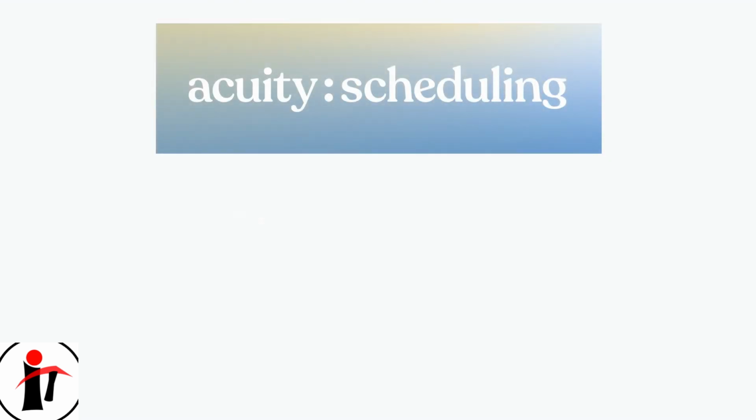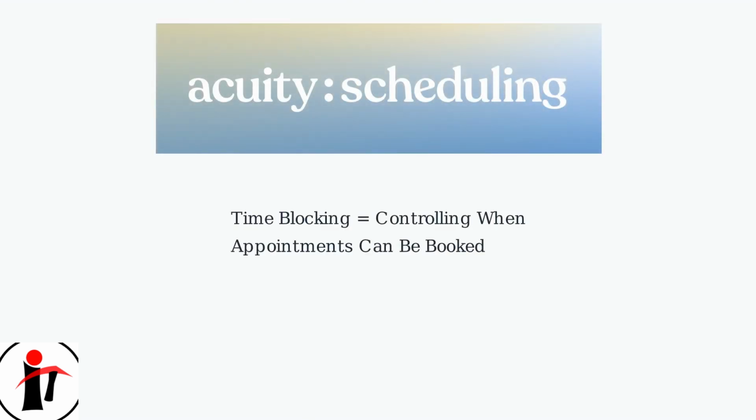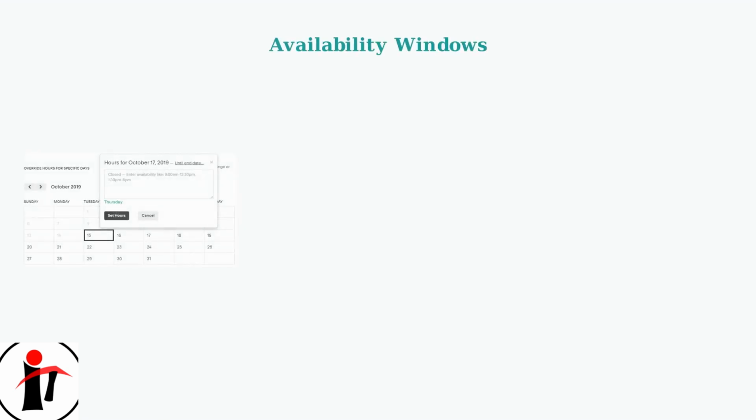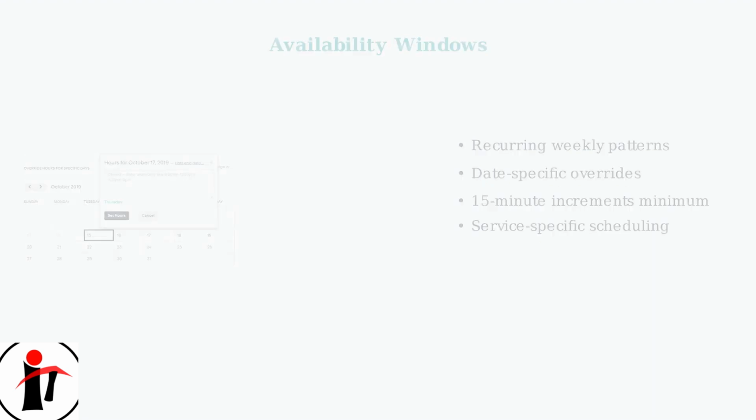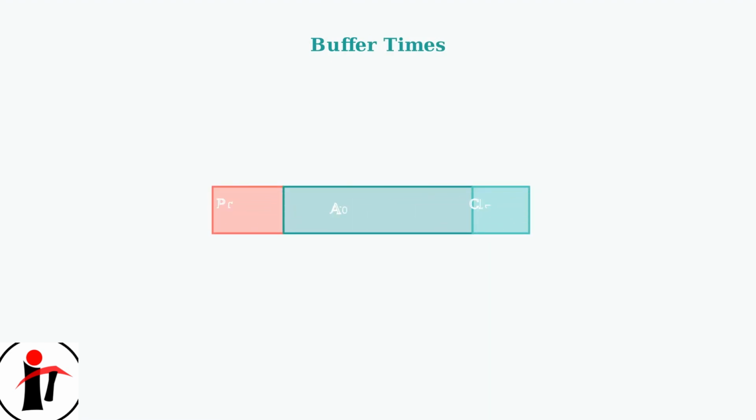Time blocking in Acuity scheduling is a powerful feature that allows you to manage your availability effectively by setting specific periods when appointments can and cannot be booked. Availability windows are the foundation of time blocking. These are recurring weekly patterns or date-specific overrides that can be set in 15-minute increments to define when clients can book appointments. Buffer times are crucial for smooth operations.